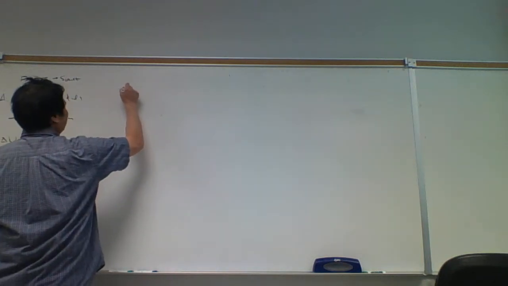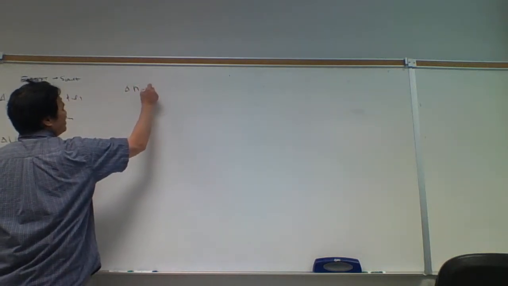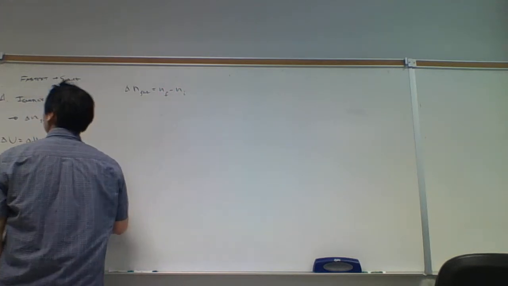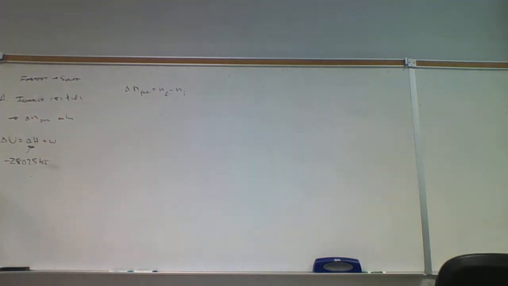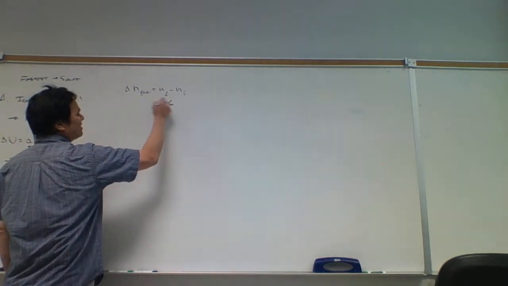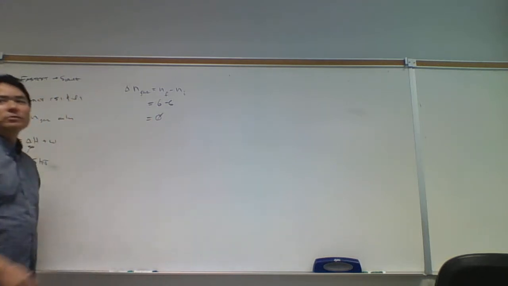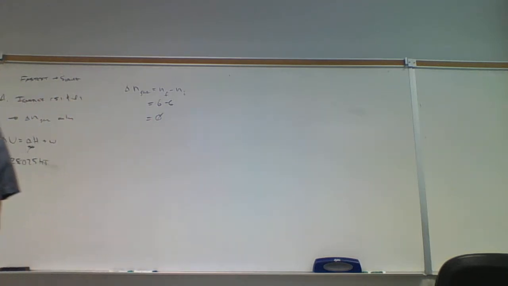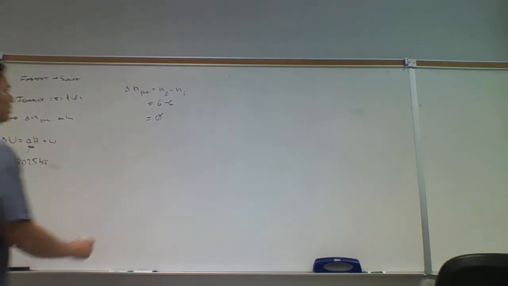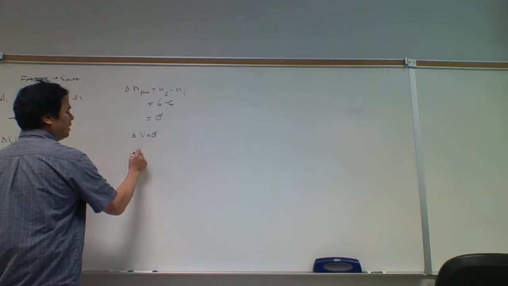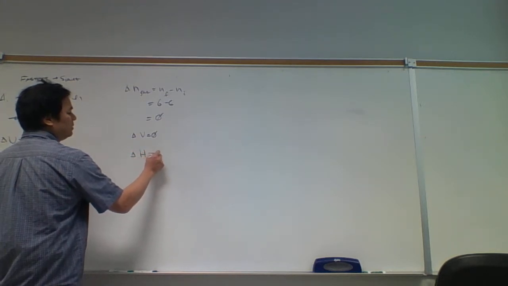So if we look at delta N of gas, it is the moles of gas final minus the moles of gas initial. So we just total up the moles. At the end we have 6. At the beginning we have 6. So we end up with delta N of gas of 0. If the moles of gas doesn't change, so too the volume. So delta V will be equal to 0. And therefore delta H is equal to delta U.